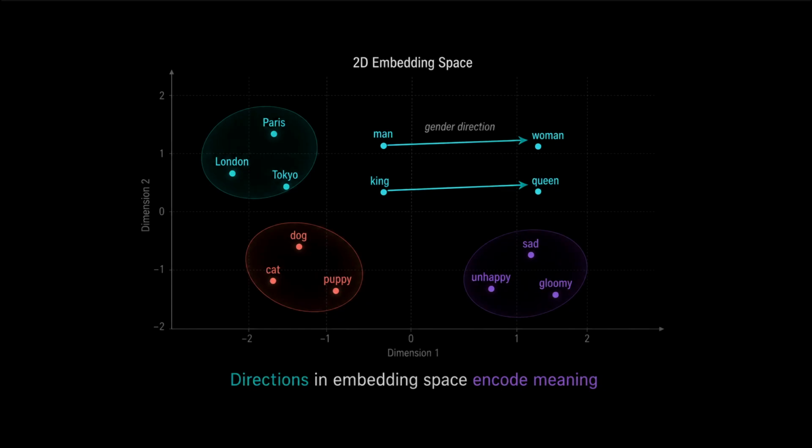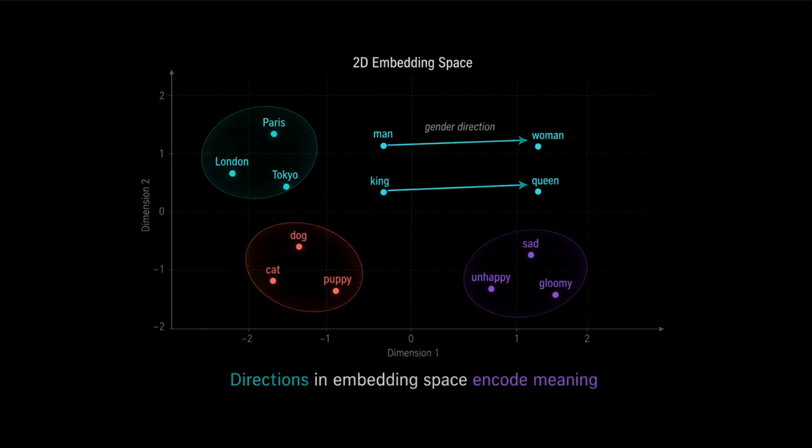Okay, so let's make this visual. Imagine a giant multi-dimensional space. Real embedding vectors might have hundreds of dimensions, like 512 or even more, but obviously we can't draw all that. So for visualization, let's squash everything down into 2D. Now imagine every word is a dot in the space, and something really interesting starts to happen. Words with related meanings naturally cluster together. Paris, London, and Tokyo end up together because they're all cities. Dog, cat, and puppy form their own cluster. Sad, unhappy, and miserable hang out together somewhere else. The geometry starts reflecting meaning.